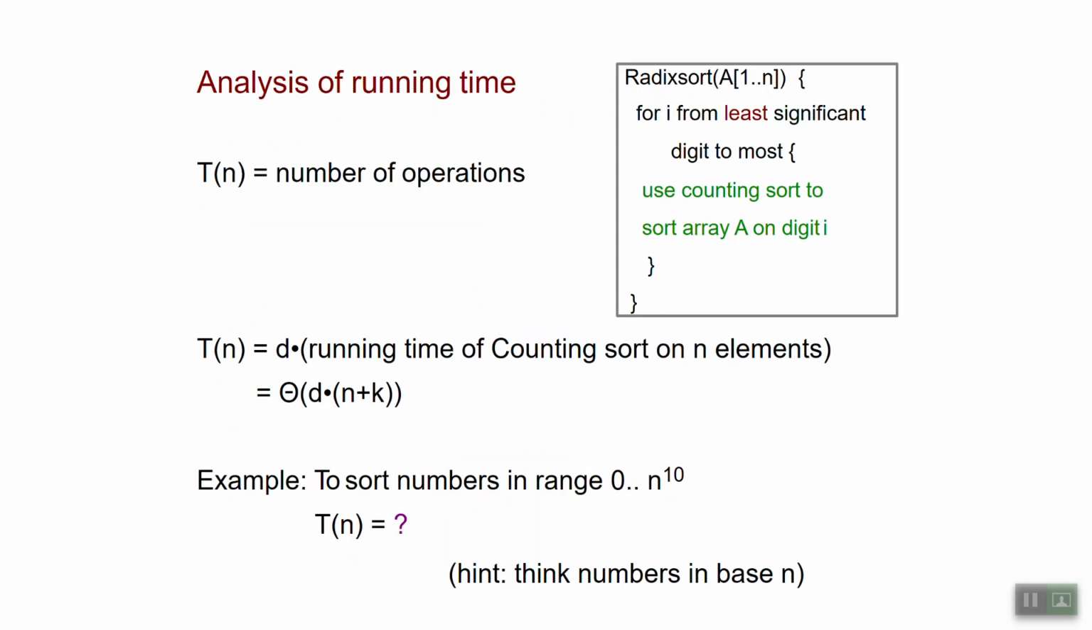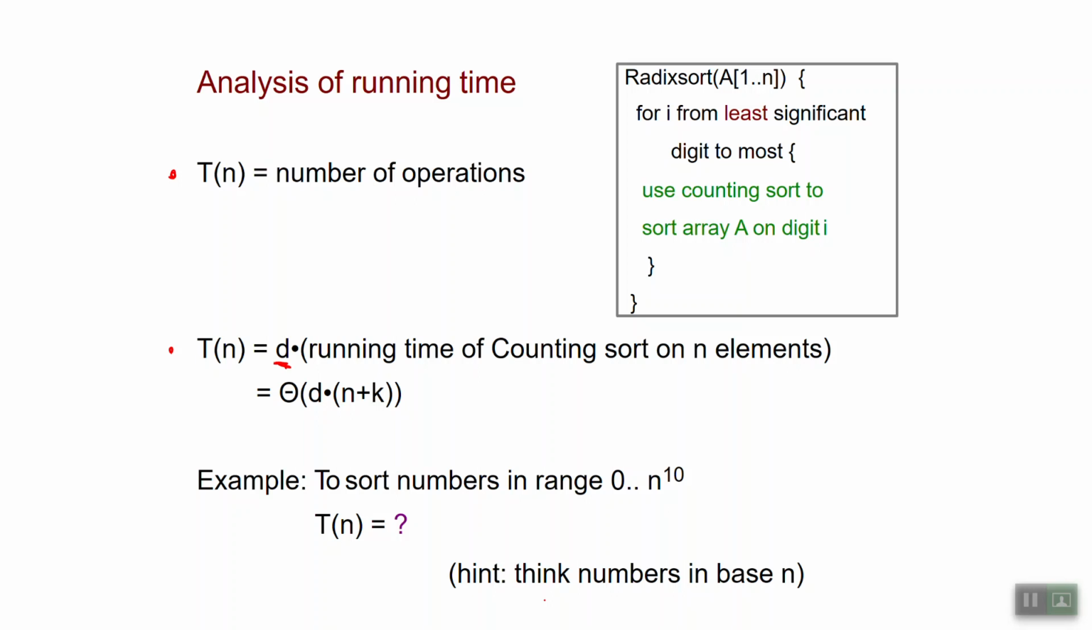Let's analyze the running time of Radix sort. Let's call T of n the number of operations of Radix sort. Well, it's clear that T of n is d, the number of digits, times the running time for counting sort on n elements. As we saw earlier, the running time for counting sort was n plus k, where k was the maximum value for integers from 0 to k. So that's theta of d times (n plus k).